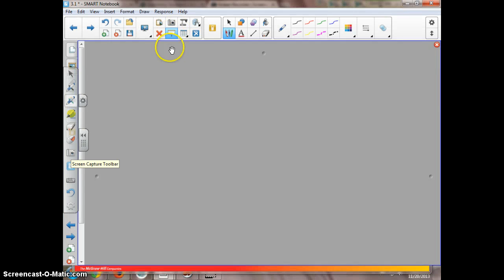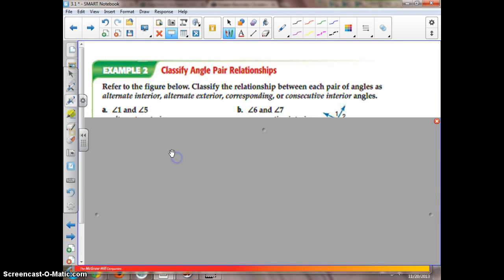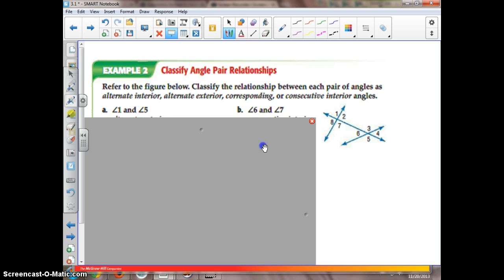All right, so now we need to do some identifying. Let's cover up the answers here before we start this. So we're going to look at this picture and classify the relationship as one of those names we just came up with. So 1 and 5. Well, they're on the outside of the two lines on alternate sides, so I would call that alternate exterior.